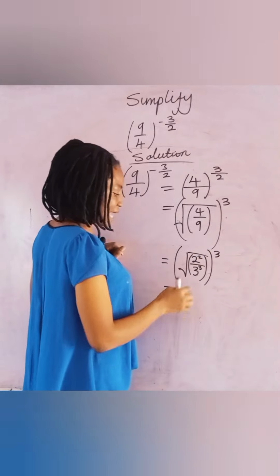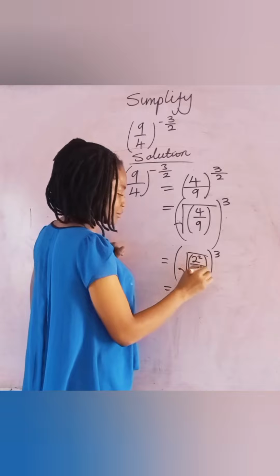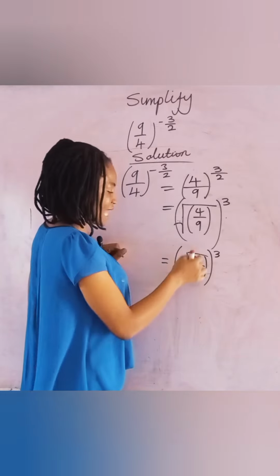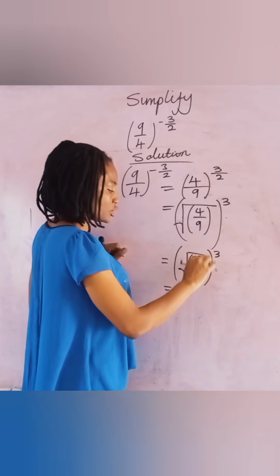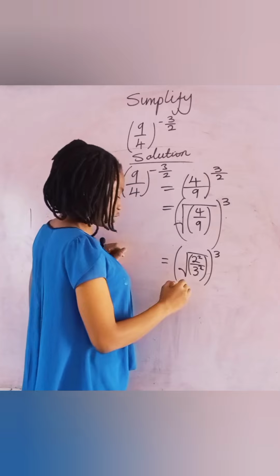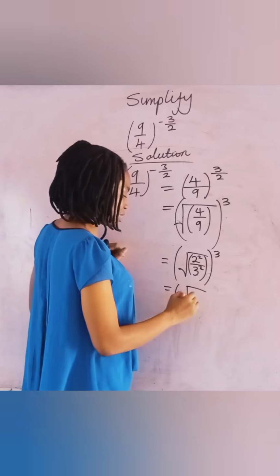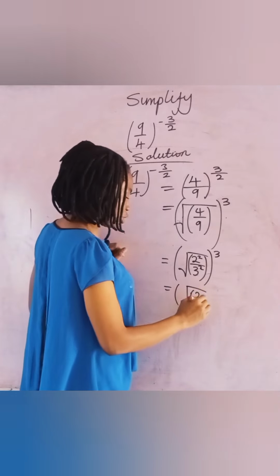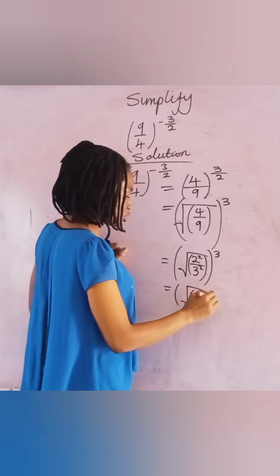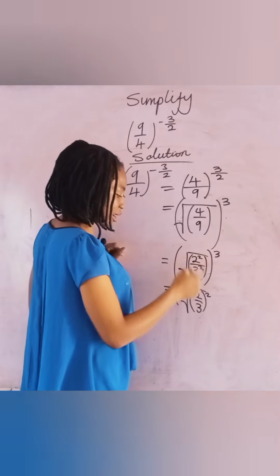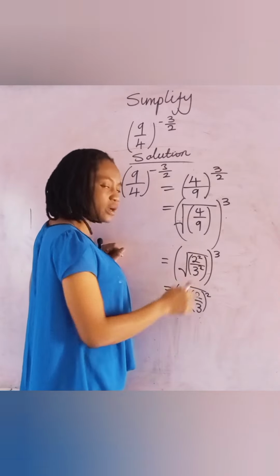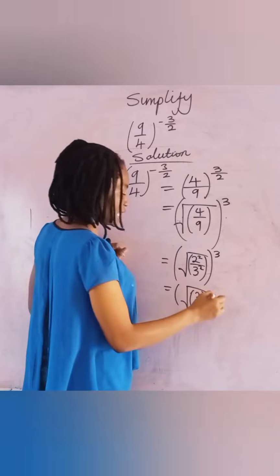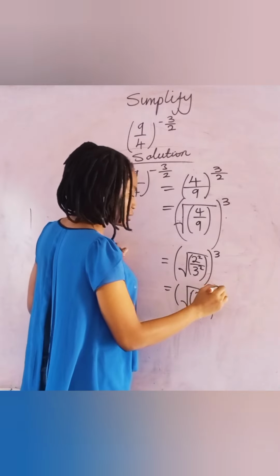Okay, the next step, sorry, this is 2 here. The next step, I want to factorize the power out. So that will lead us to something like this: 2 over 3, all to the power of 3. Because if I opened up this bracket, it will give me the same thing. So these two equations are the same.